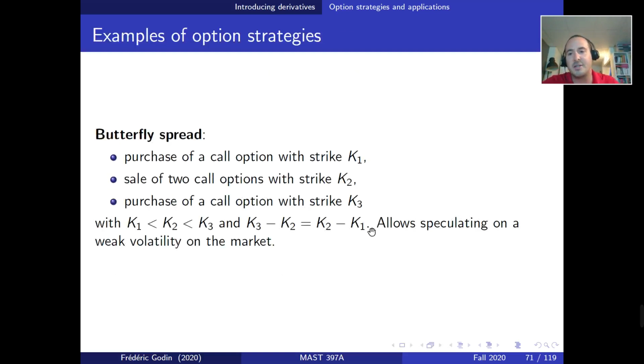The third strategy is the butterfly spread. How do we set up the strategy? First, consider three constants K1 smaller than K2 smaller than K3, and assume that K3 minus K2 is equal to K2 minus K1, meaning that the distance between K1 and K2 and between K2 and K3 is the same. In that case, you can purchase a call option with strike K1, sell two call options with strike K2, and buy a third call option with strike K3.